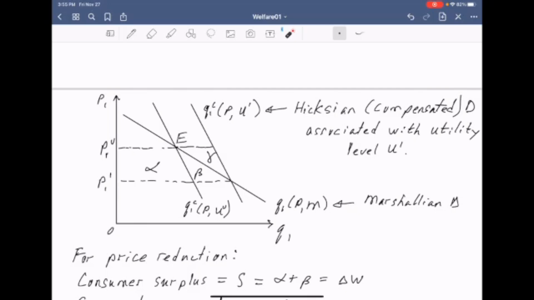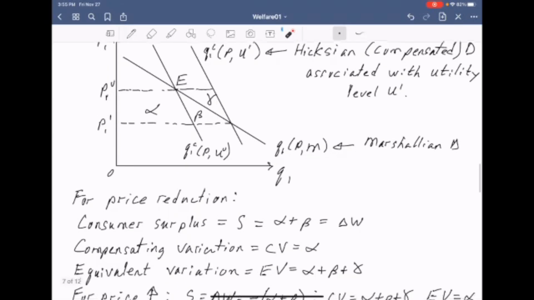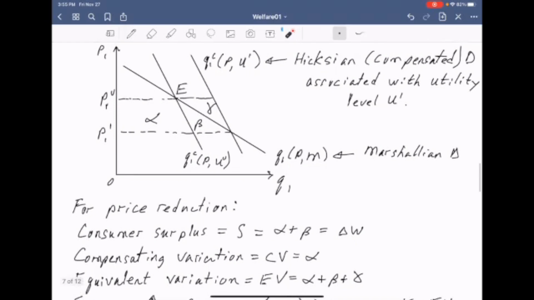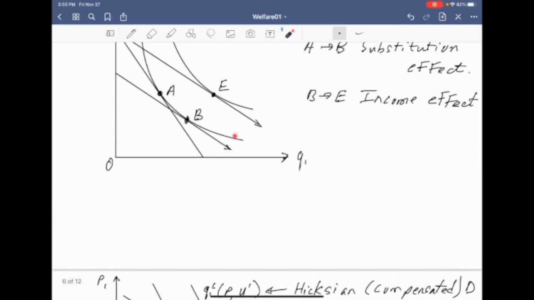But for a price reduction, we get a second measure, which is known as compensating variation, which is given by this area alpha. And that's a true welfare measure because we're measuring it underneath this compensated demand function, which is a function of U0, this particular indifference curve. So you can think of this as being U0, this indifference curve here. Let me label that U0, and then this one is U1.